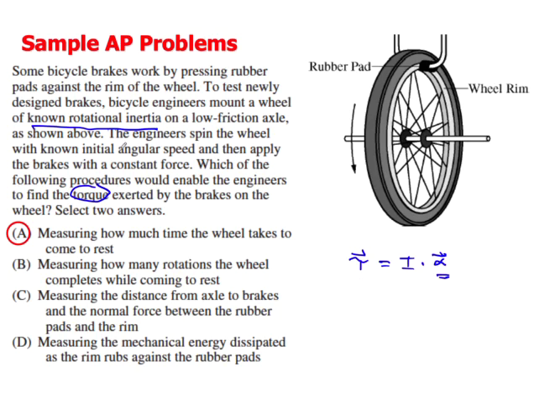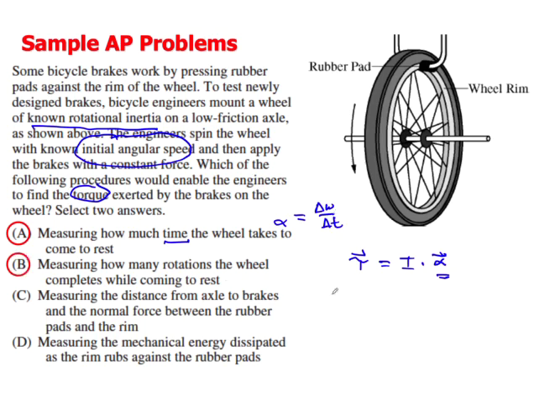And they're spinning it up to a known initial angular speed. So if they knew how much time, they could very quickly figure it out because it's the change in omega over the change in time. The second answer is B.